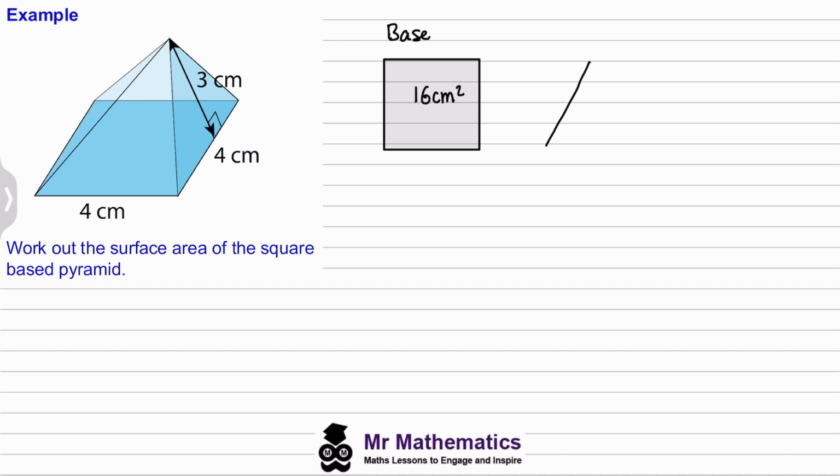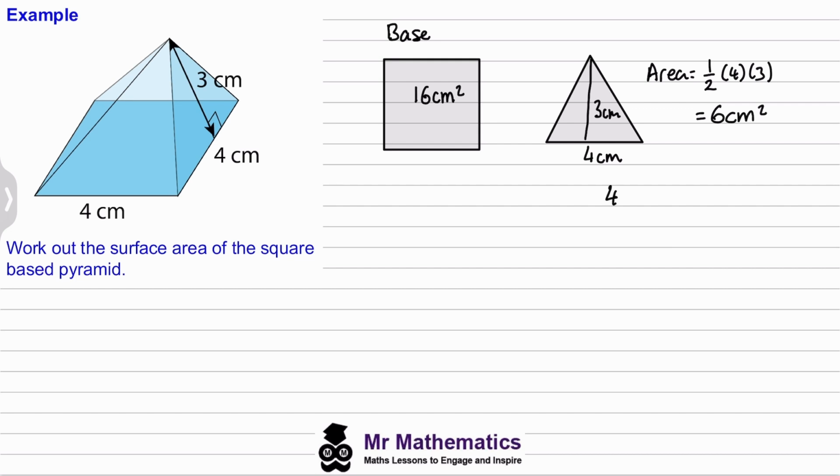So for our triangle, we've got a base of 4, and we're told we have a perpendicular height of 3 centimeters. So the area will be 1/2 of the base times the height. 1/2 of 12 is 6, so 6 centimeters squared.